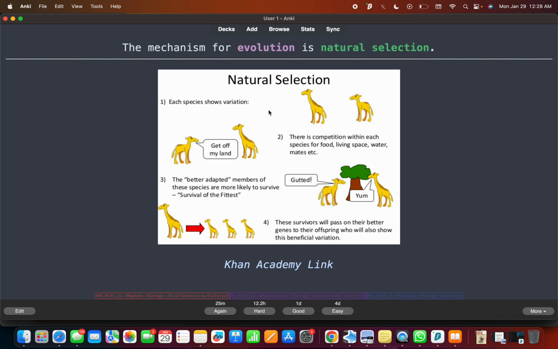Each species shows variation. There is competition within each species for food, living space, water, mates, etc. The better adapted members of these species are more likely to survive: survival of the fittest. These survivors will pass on their better genes to their offspring, who will also show this beneficial variation. So the mechanism for evolution is natural selection.